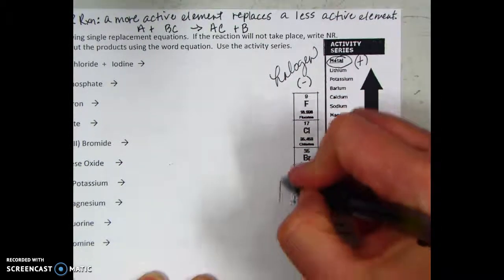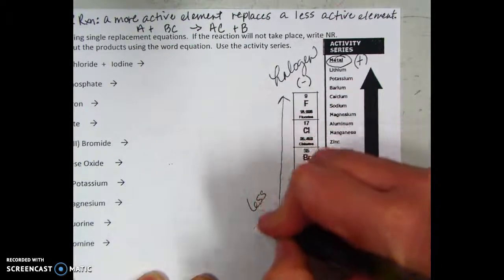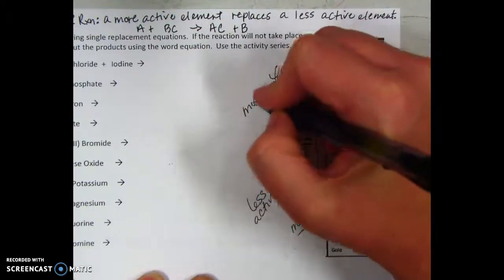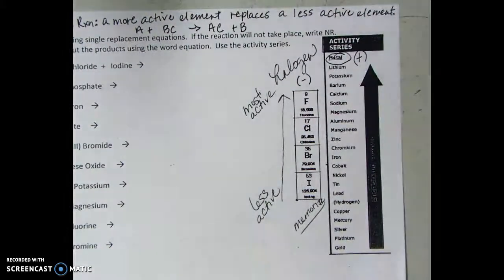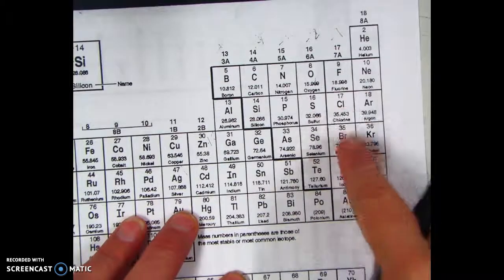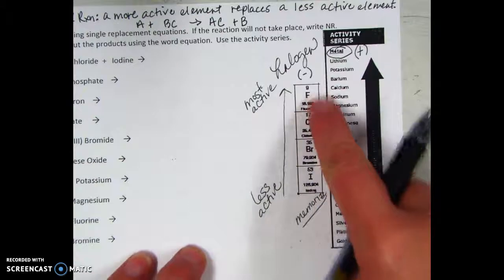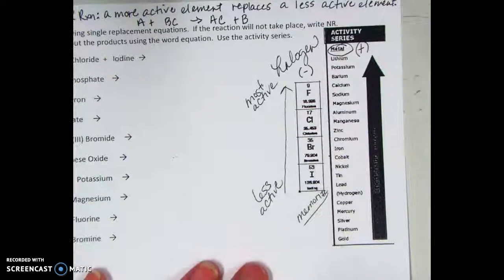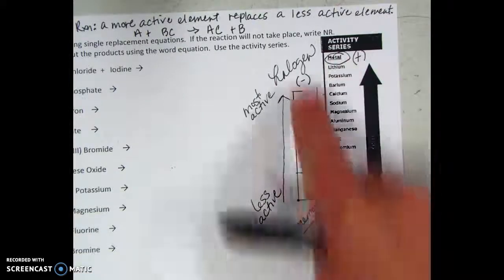And we know that iodine is the least active, and fluorine is the most active halogen. Okay, and it looks just like that on our periodic table. That's why it's easy to remember. Fluorine, chlorine, bromine, iodine. Easy stuff. Okay, so again, here are our metals and our halogens.